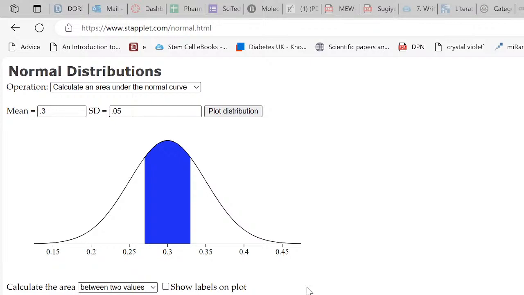Yeah, 0.4515. So here, what I would write down here, the probability that p-hat is between 0.27 and 0.33 is 0.4515. Yeah, about a 45% chance that you'll see between 27% and 33%. And that's our first sampling distribution. That's our first one. Yep.